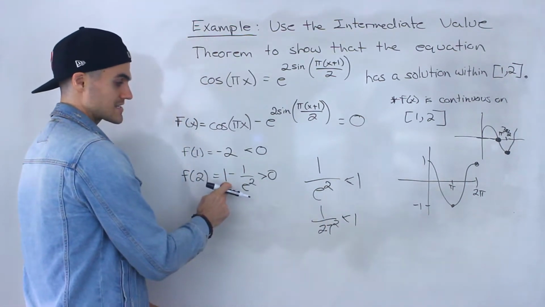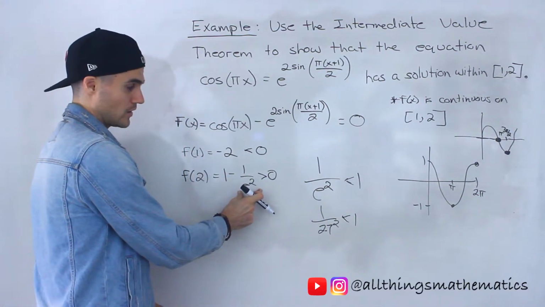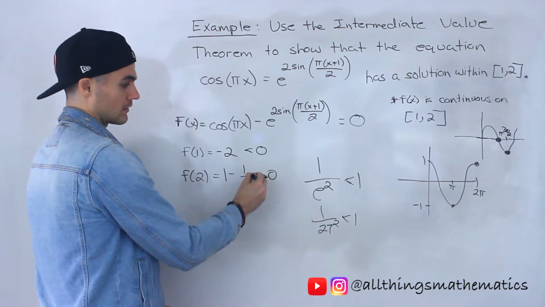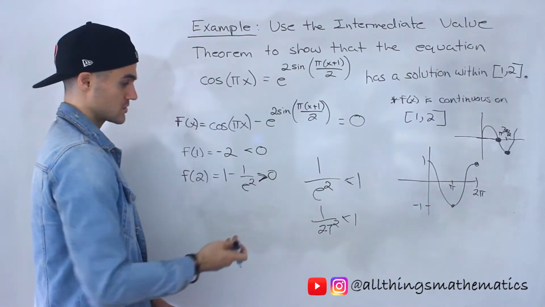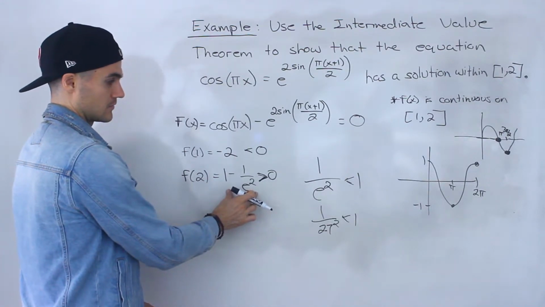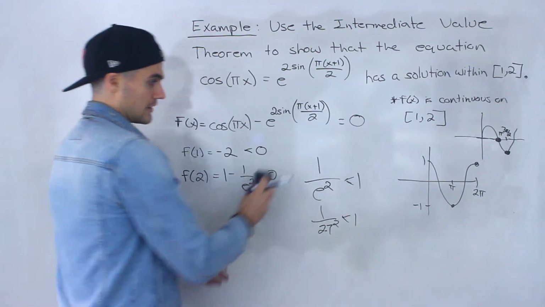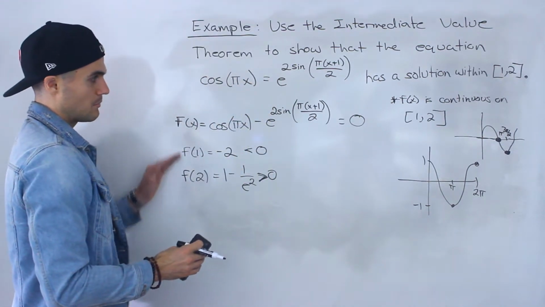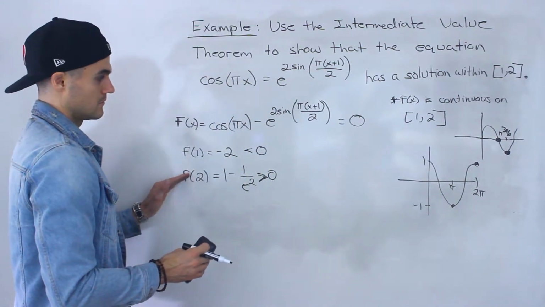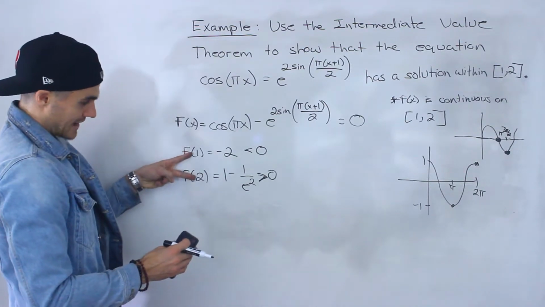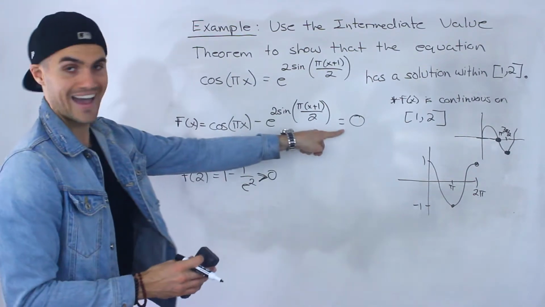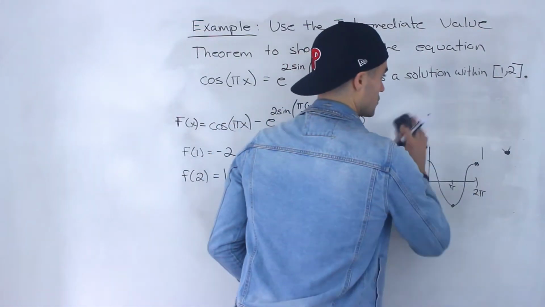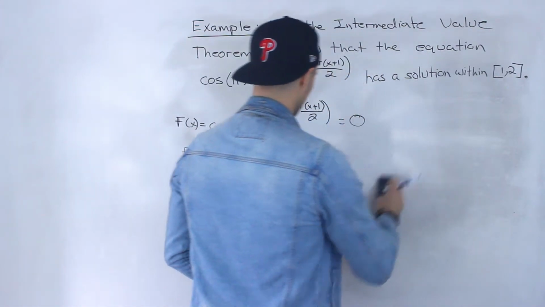So we're taking 1 and subtracting a number that's less than 1, which means that this overall number is going to be greater than 0. It's going to be positive here. So now notice that by the intermediate value theorem, between these x values, this function has to equal 0 at some point. Okay, so let me show this visually, and then we'll write a concluding statement.